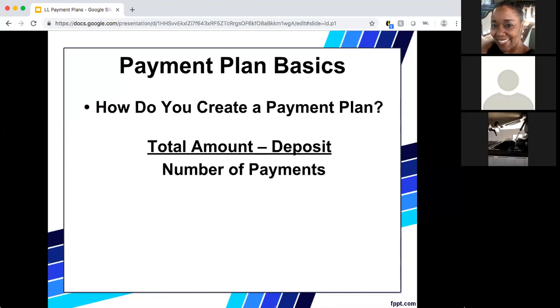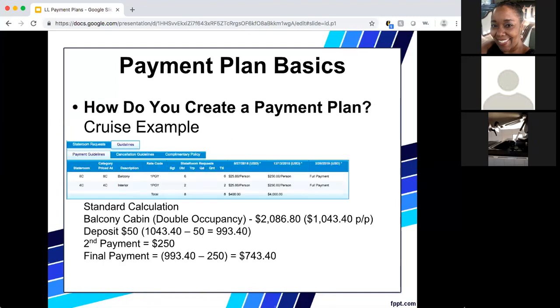So now we're going to look at 2 different types of trip bookings and how to actually create a payment plan. So our first one, we're going to look at a cruise example. I did a screenshot from an actual group cruise that I did on Royal Caribbean. So if you're familiar with GoCCL, you've probably seen this particular screen.